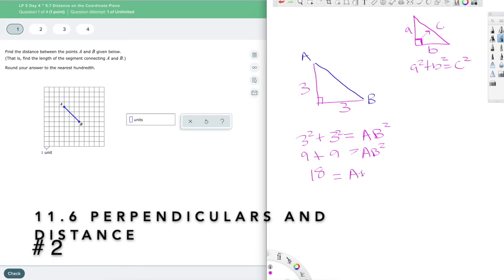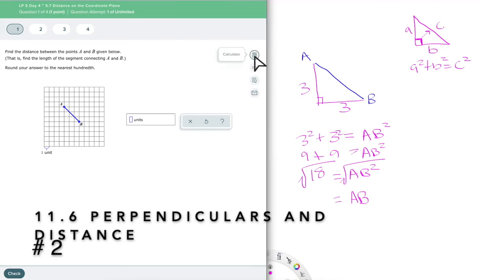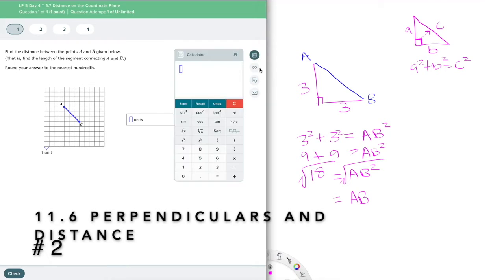So then I have AB squared, and I'm going to take the square root, because I want to know what number multiplies by itself to get 18, or what number multiplies by itself to get AB squared. Well, AB times AB would get me AB squared, so I know the square root is AB, just one of them. 18 does not have a nice square root, so we're going to click on the square root button here, and we're going to click 18 and see what our decimal is.